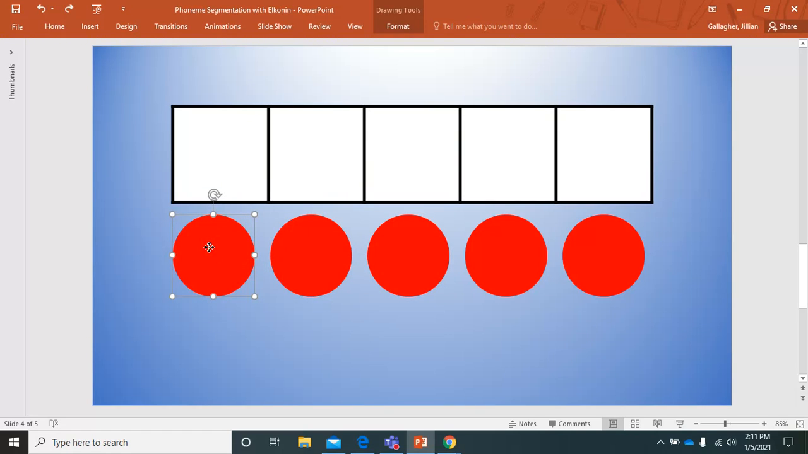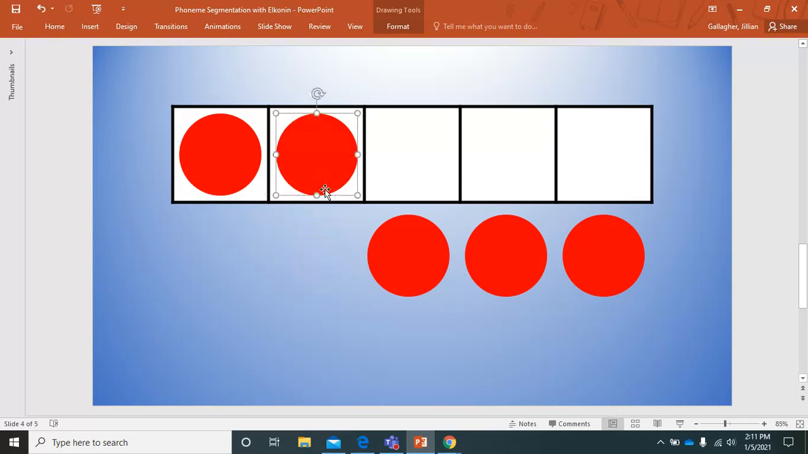Hill. H, i, l. Hill. There are 3 sounds in the word hill. Another example of the phonemes not matching the same number of letters in the word, because those two L's at the end of the word hill are one phoneme.